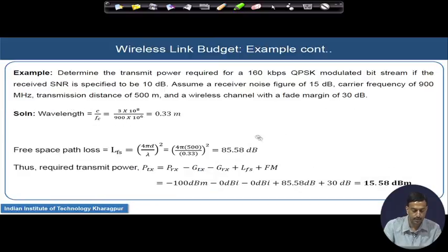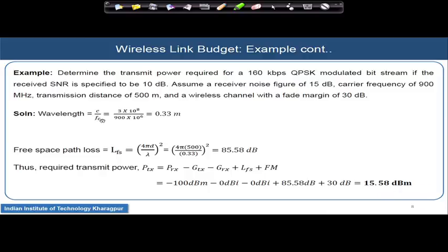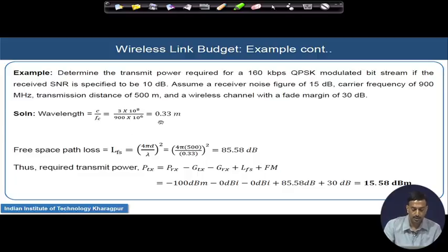So what we do is, we are already told that we have a 900 megahertz center frequency. So we calculate the wavelength using the formula c by fc, and it turns out that the wavelength is 0.33 meters. We now invoke the definition for free space path loss and use this value of wavelength and the transmission distance of 500 meters in order to calculate the free space path loss, which turns out to be 85.58 dB in this case.